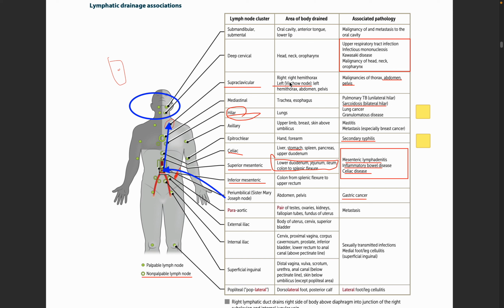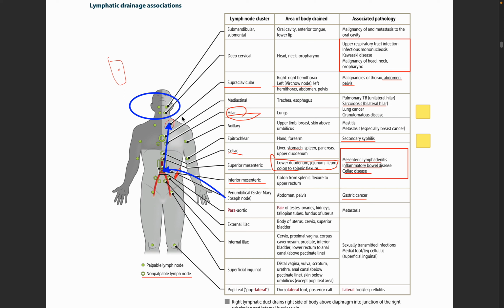On the right side, the right hemithorax is drained by the right supraclavicular node. And the left side of the hemithorax, abdomen and the pelvis region, meaning from this to this region, all are drained by this supraclavicular lymph node. Okay, malignancies of thorax, malignancies of abdomen, malignancies of pelvis, because all these three areas are drained by this supraclavicular lymph node. That's why the malignancies of these areas will spread via this lymph node, or will eventually drain into this lymph node.